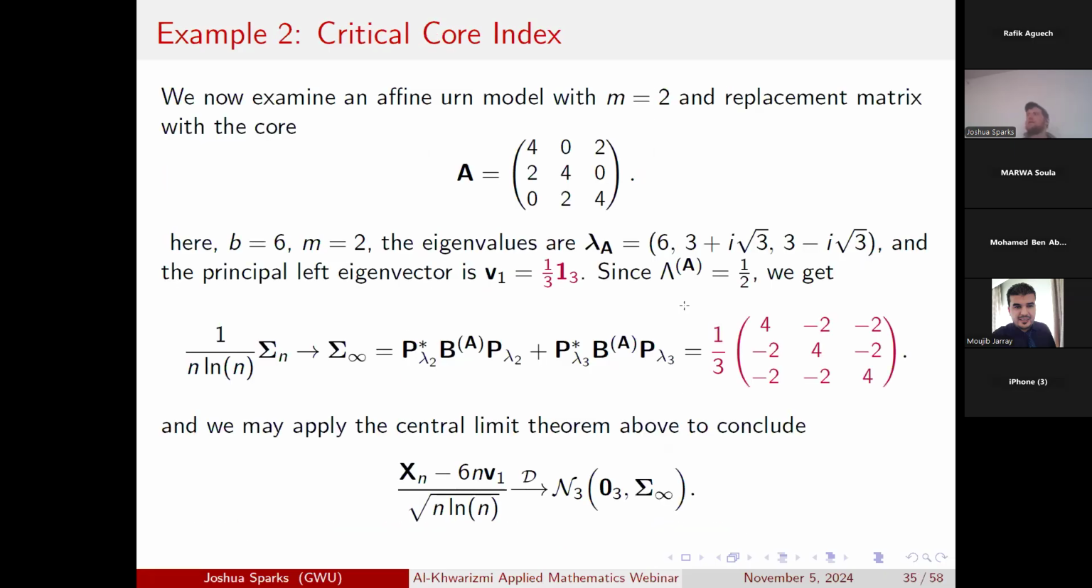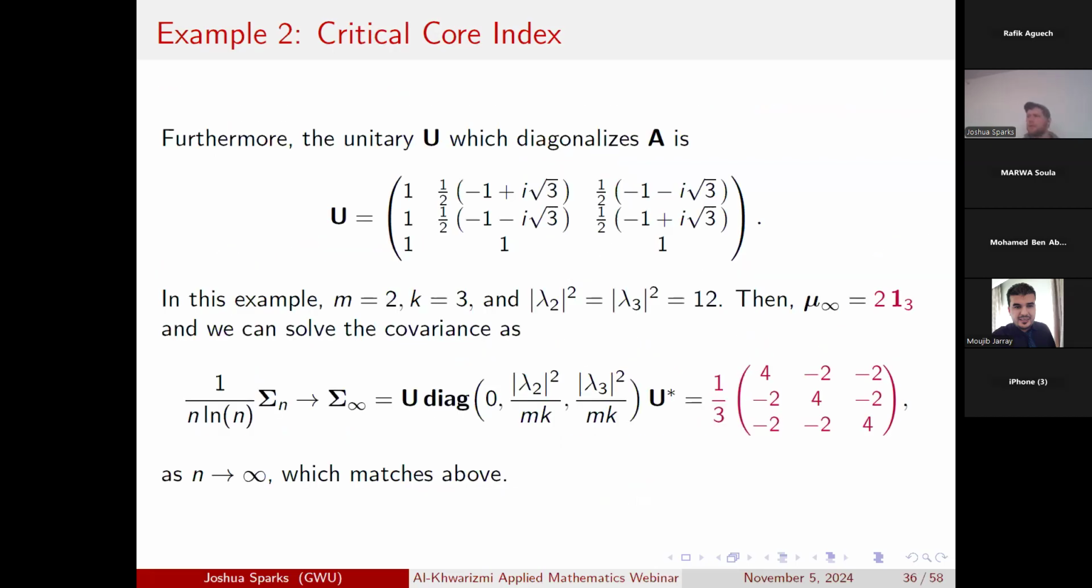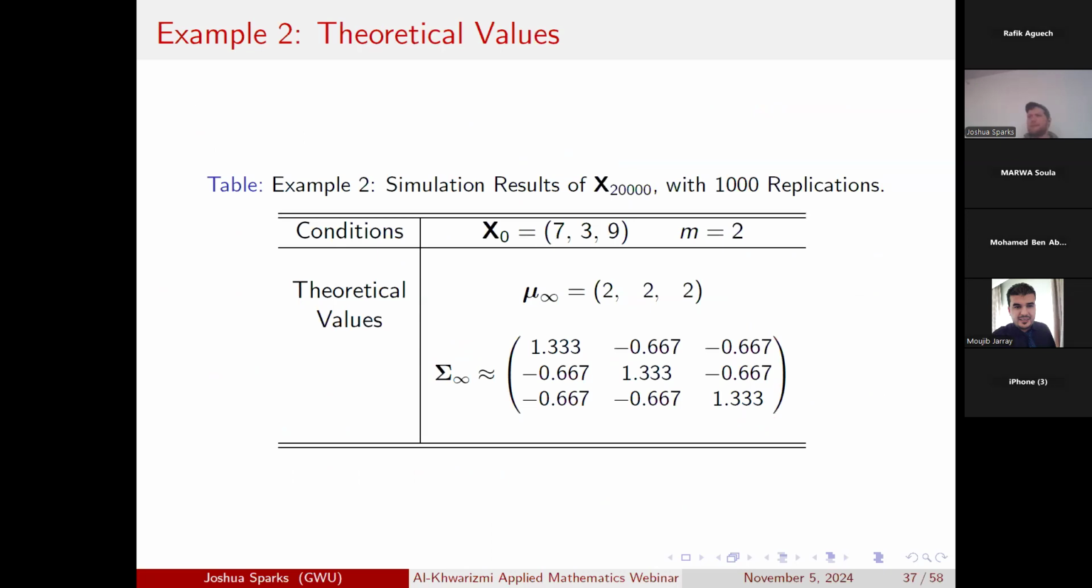For a critical case, for this situation, we get that the balance factor is 6, the principal eigenvalue's real part here is 3, so 3 is half of 6, and the principal left eigenvector is equal to 1/3 times just the one vector, so 1/3, 1/3, 1/3. This construction and computationally will then reduce to this matrix here for a covariance matrix, and we see that it'll converge to the trivariate normal distribution. And we can go ahead and see here are our cases, what we expect it to be for this mu sub infinity, sigma sub infinity.